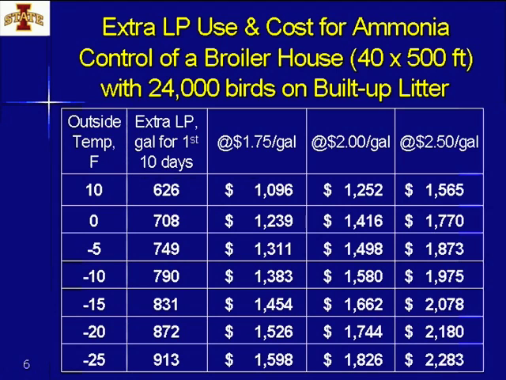So just how much extra LP gas is used for ammonia control as a result of the extra ventilation? Say for a broiler barn of 40 by 500 feet with 24,000 birds, it really depends on the outside temperature during that 10-day period of time. In this case, if outside temperature varies from positive 10 degrees to minus 25 degrees, the extra LP used for the first 10 days varies from a little over 600 gallons to a little over 900 gallons. And depending on the price, of course, it costs anywhere between $1,000 to $2,300 of extra fuel costs.